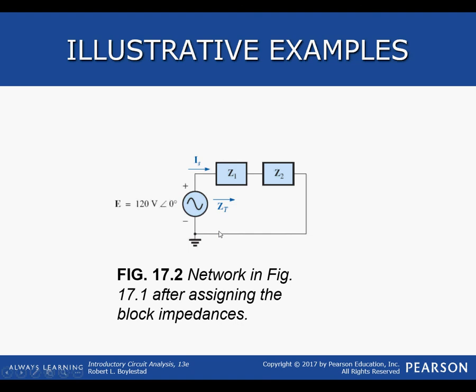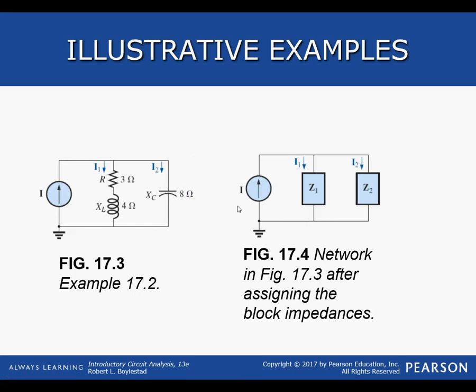So then the book picks up here, and it simplified that circuit that we had originally, and it's showing you another example with a current source instead of a voltage source. Z1 is going to be this R element in series with XL. So you add those two impedances together to get Z1, and then Z2 is equal to the impedance of the capacitor.